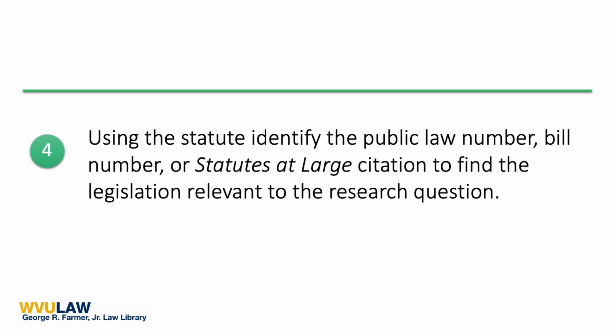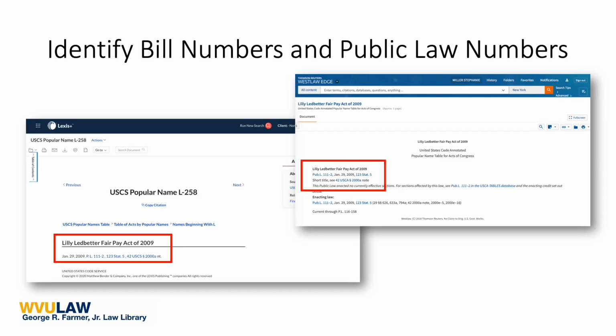In step 4, we identified a critical piece of information for beginning legislative history research as the descriptive information for the statute. So you will need the bill number, the public law number, and/or the statutes at large citation to get started. As an example, we will use the Lilly Ledbetter Fair Pay Act of 2009. If this is the starting point for my research, then my best course of action is to use the popular name table to locate the identifying information I need about the law to begin my legislative history research.